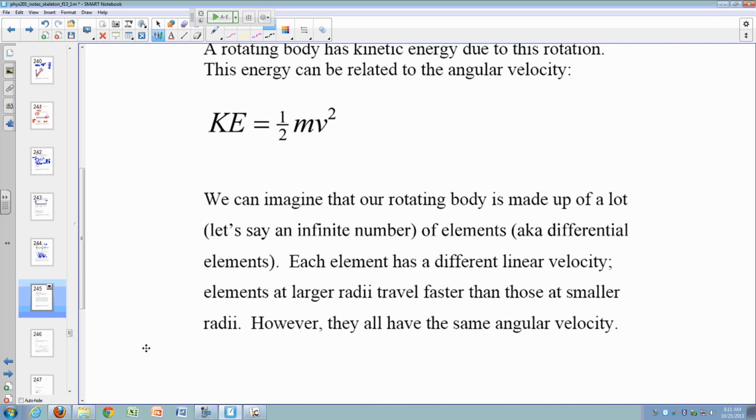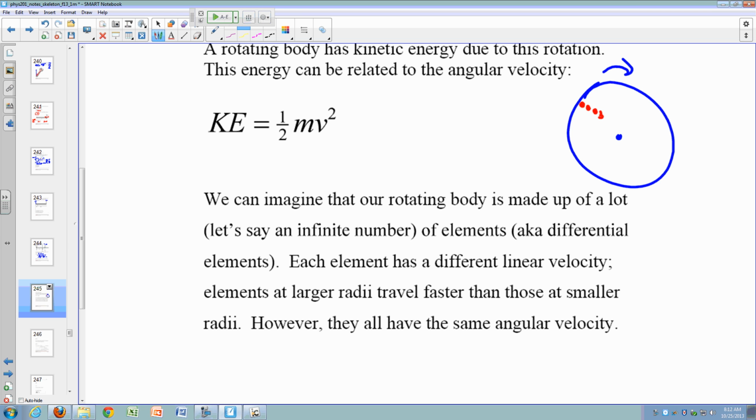But let's say that we have this rotating body, say it's a disk or whatever. It's rotating about this axis, and we can imagine that it's made up of an infinite number of little infinitesimal elements. So it has a whole bunch of little pieces that make up this rotating body. These are called differential elements. Have y'all talked about this in calculus? No? Well, whenever you put a d in front of something, that's basically a differential element. So if I say the derivative of something with respect to t, I'm making that interval t go really small, and that's a differential element.